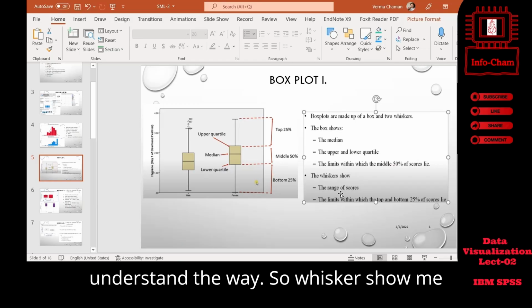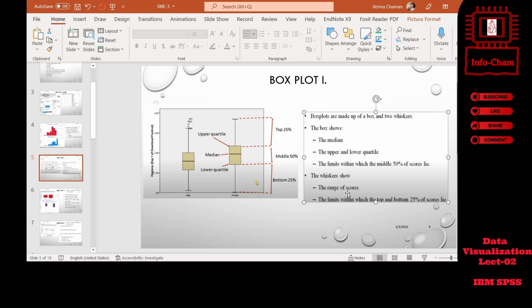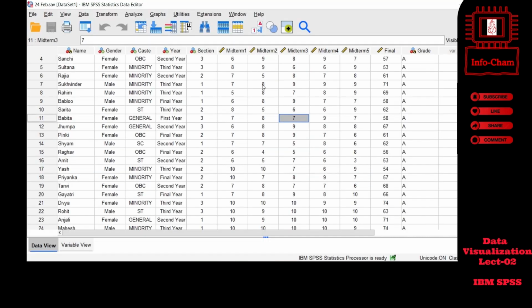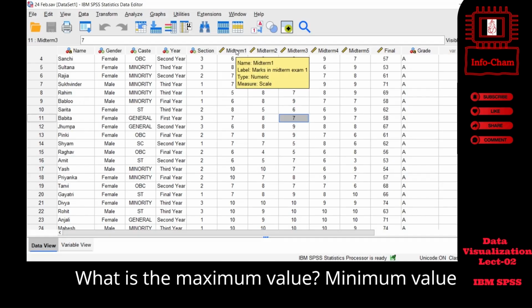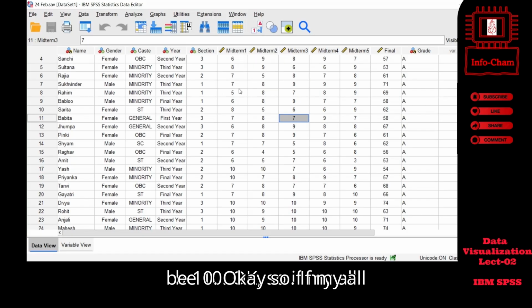The whisker shows me the range of scores, where my scores actually lie. Let me show you an example. Can you see here? Suppose this is the midterm. What is the maximum value? The minimum value may be 0 or 1, and the maximum can be 10.